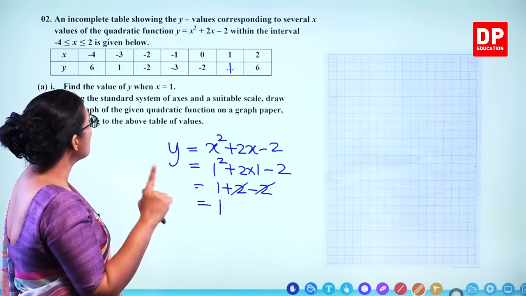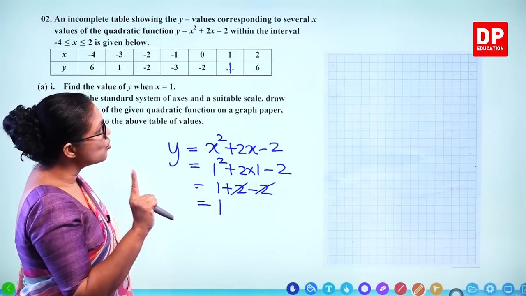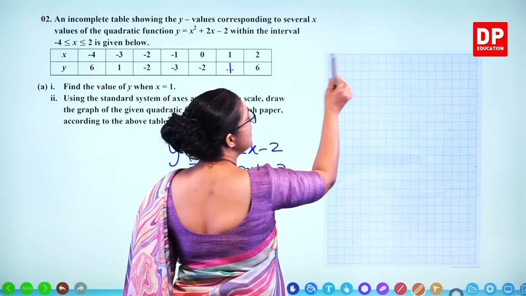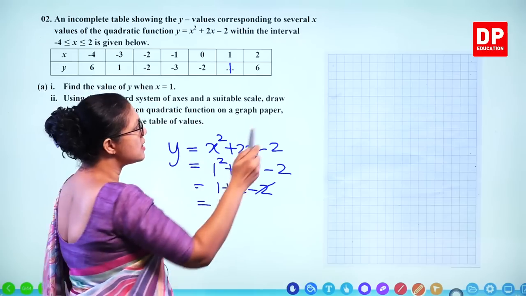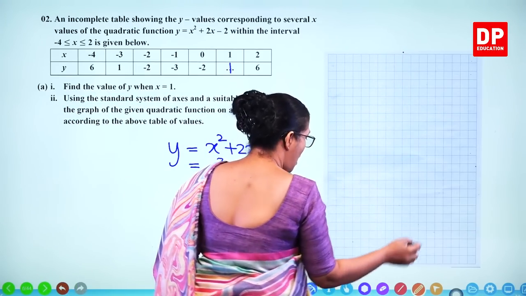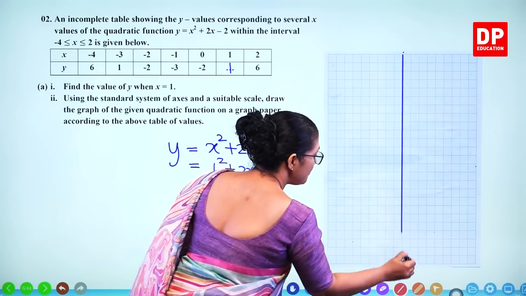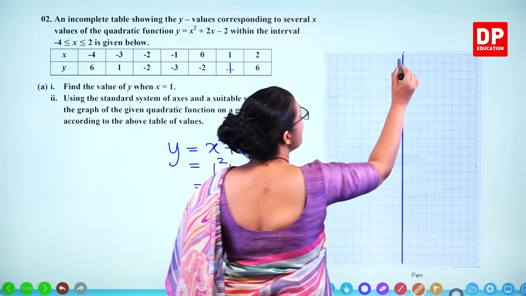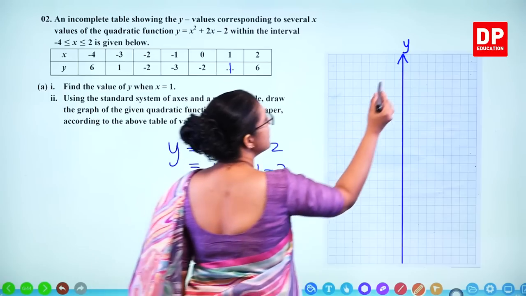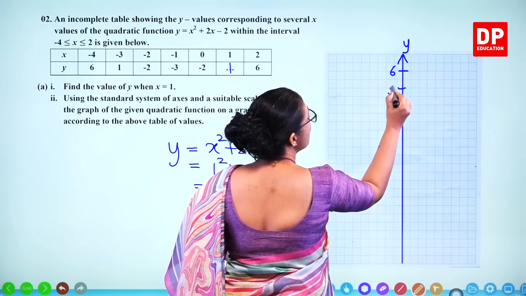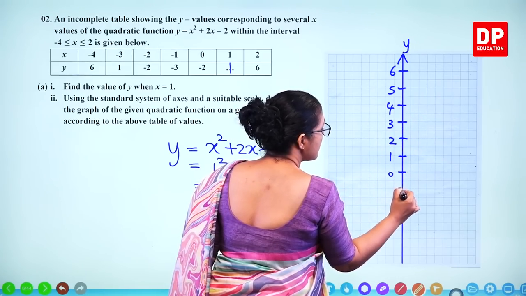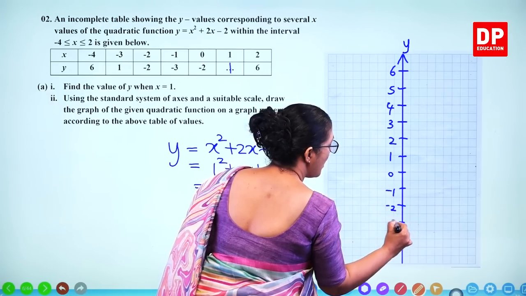So the scale is minus 4 to 2. You can take a suitable scale. Minus 4 to 2. So we'll start from minus 4 here. And we'll take 10 squares for 1 unit. So this is minus 4, minus 3, minus 2, minus 1, 0. So you can take y-axis here. And then you can mark it. What's the minimum and the maximum of y? 6 and minus 3. So we can start from 6. 5, 4, 3, 2, 1, and this is the x-axis, minus 1, minus 2, and minus 3.